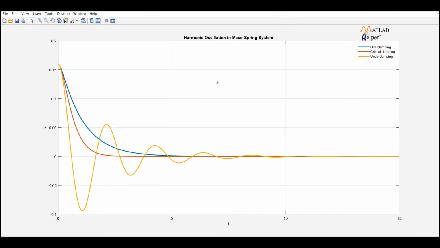We can see that blue line is representing overdamping, red line is representing critical damping and orange line is representing underdamping. This part is what I was talking about, that all the systems come to a stop for all the three cases of damping. I hope that you were able to follow along and understand how we can model the free oscillations of a mass spring system.